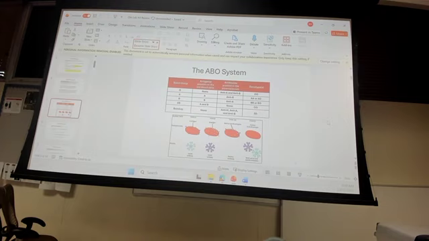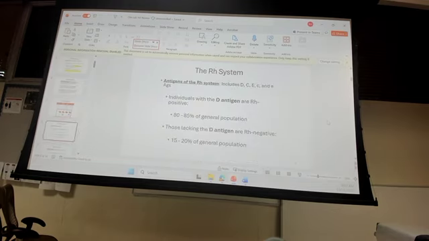If it's AB blood type, what kind of antigens do they have? A and B. And then what antibodies would be circulating? None. Okay. So individuals with that D antigen are Rh negative or positive? Positive. If they're lacking that D antigen, they are Rh negative. What's more popular? Positive.